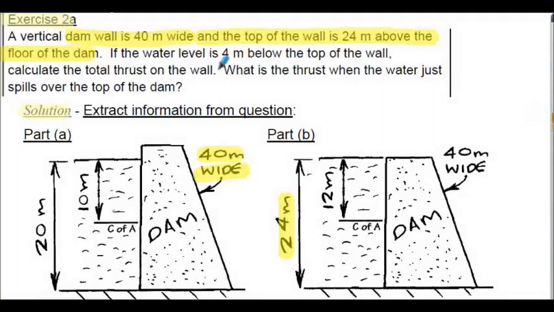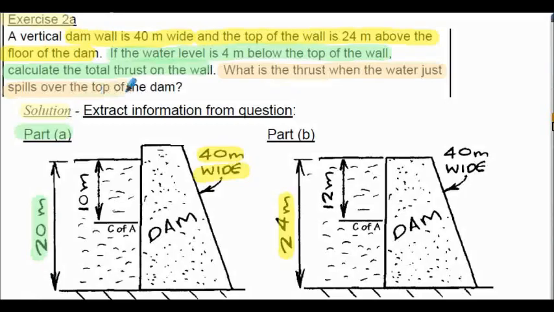So there's two parts to the question. First one is when the water level is 4 meters below the top of the wall, we've got to calculate the total thrust on the wall. That means it will have a height of 20 meters, the 24 total height of the dam minus 4 meters, 20 meters. So that's essentially part A of the problem. And what is essentially part B asks us to determine the thrust when the water is just spilling over the top of the dam. So here's part B, where the water is at the height of the dam.